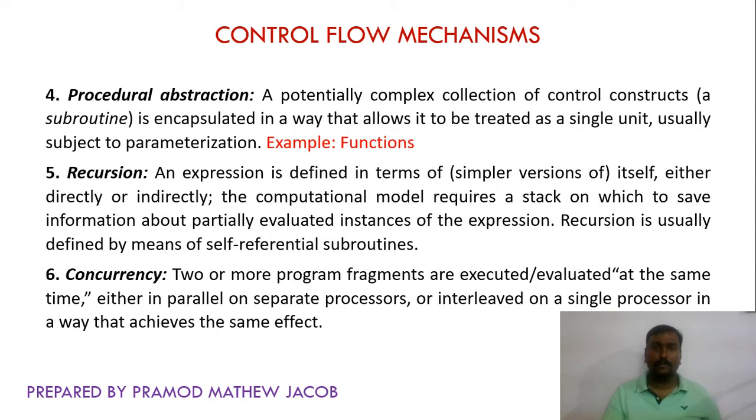Next is procedural abstraction. It is a potentially complex collection of control constructs, that is a subroutine, which is encapsulated in a way that allows it to be treated as a single unit. Usually it can have parameters. Procedural abstraction is simply functions. A function is a collection of various statements. It may contain selection statements, iteration statements, recursions, etc. So this collection of statements is treated as a single unit, and if we pass a parameter through the function, it will act accordingly.